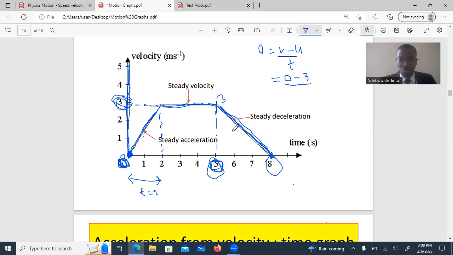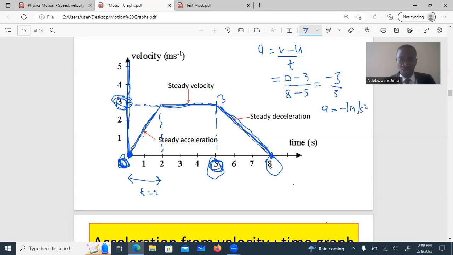And what's the time duration from 5 seconds to 8 seconds? How many seconds do we have in between? It's 3 seconds, or you just say 8 minus 5, which gives you 3 seconds. So 0 minus 3 gives us minus 3, and 8 minus 5 gives us 3. That means our acceleration is equal to minus 3 divided by 3, which gives us minus 1 meters per second squared.